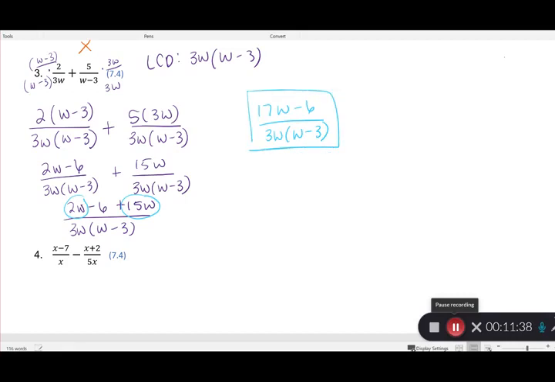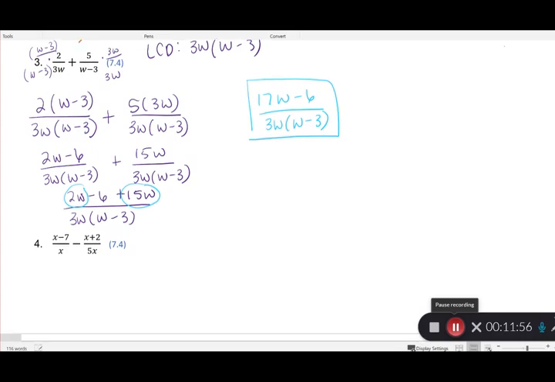If something could simplify, you should, but in this case nothing can simplify, because it would have to be an entire factor that would cancel out. You can cancel like factors. You cannot cancel like terms. So like this 3 and this 6 cannot cancel. So please don't make that mistake.